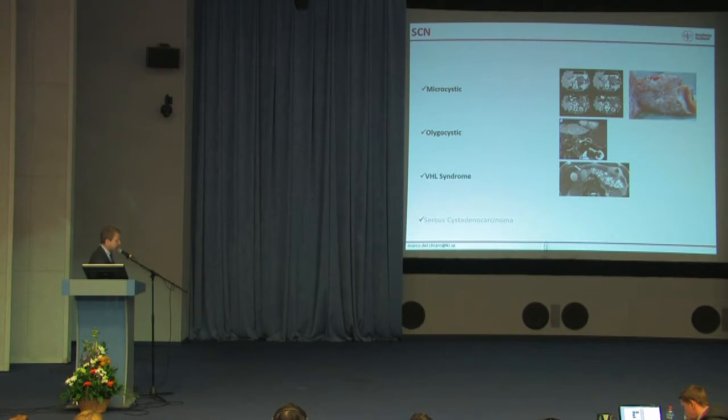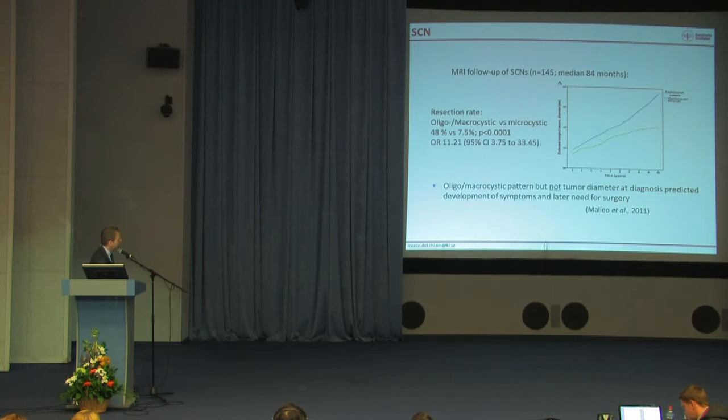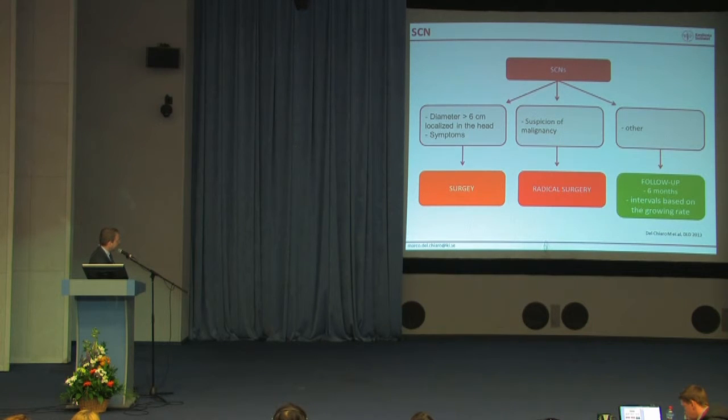Serous adenoma, the European guideline stated indications. It stated that a lesion over 6 cm localized in the head, or symptomatic, should be resected. When you have no clear diagnosis and differential diagnosis with malignancy, it should be resected, and the others should be followed. I think this chapter will change completely in the new guidelines, because I think the only indication for surgery, when you have a clear diagnosis of serous cystic neoplasm, is when the lesion becomes symptomatic or dangerous.